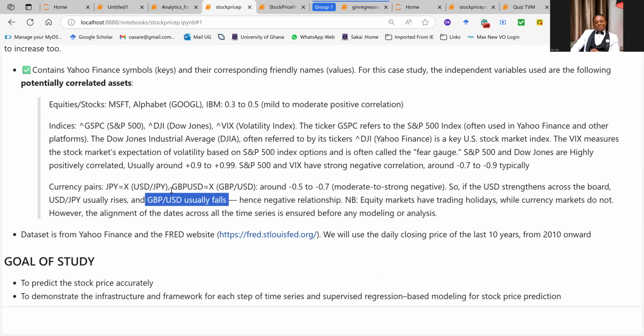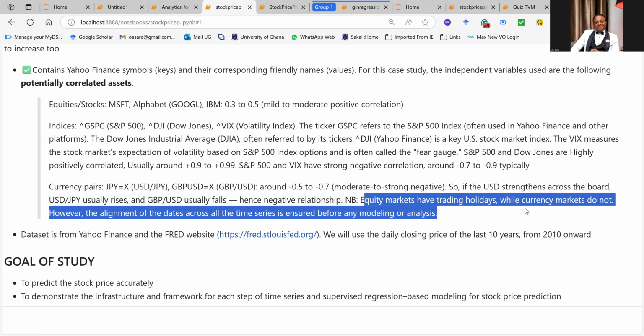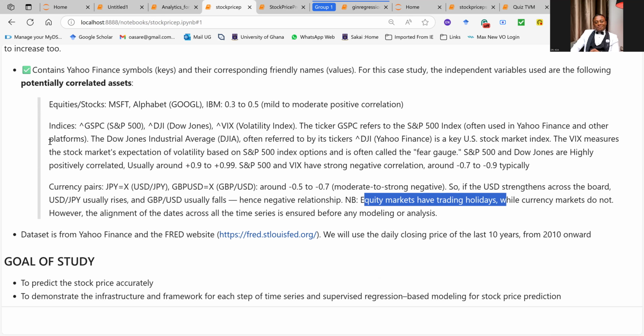But these are all related, somehow, to what? To the Microsoft stock price. That is what we are going to look at. I've indicated here that the equity markets have trading holidays, in case you don't know, though most of you know this. The stock market does, but the currency or Forex market doesn't have trading holidays. It is running all the time. That's why it is very, very volatile. So the alignment of the dates across all the time periods in the data set is ensured before any modeling analysis is done.